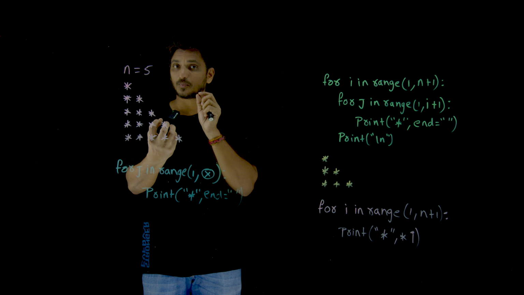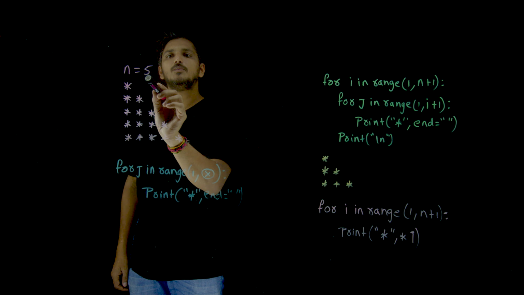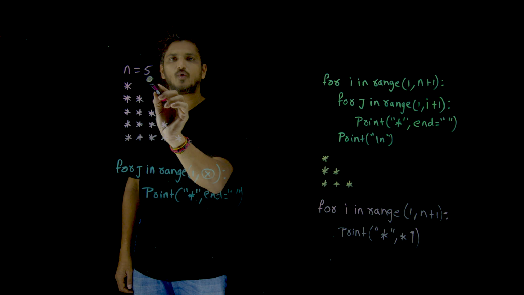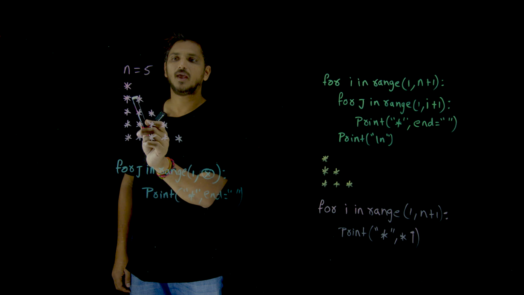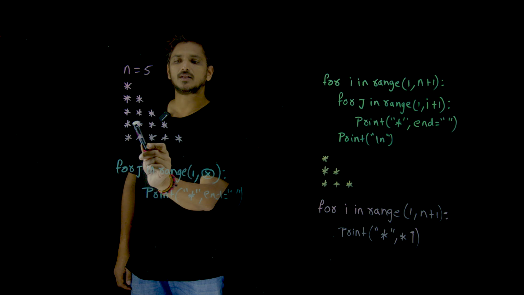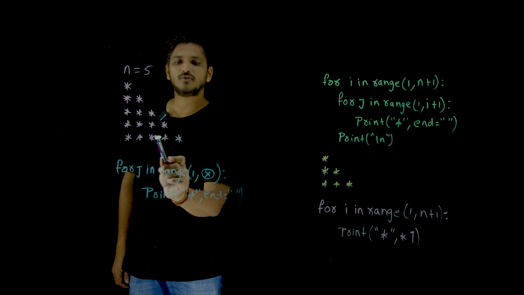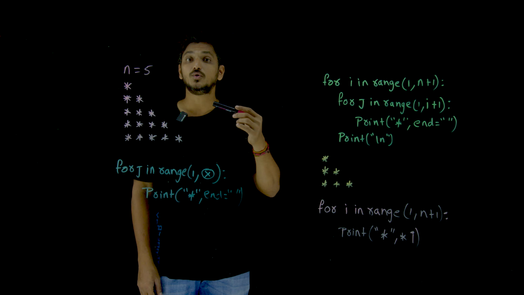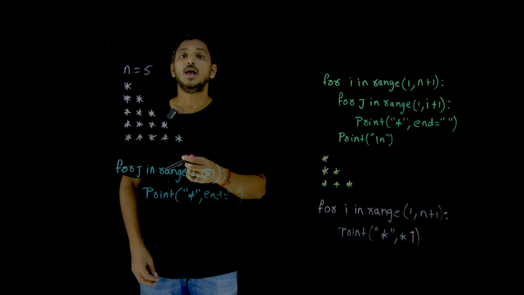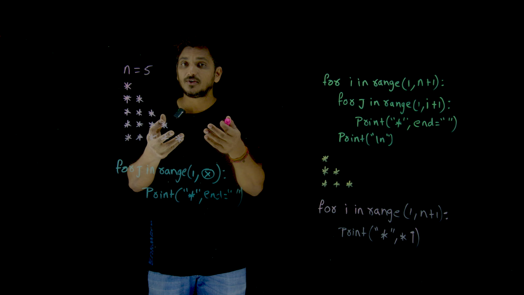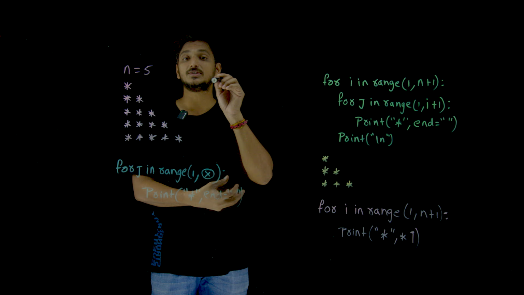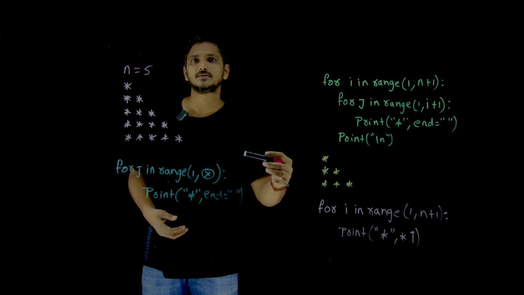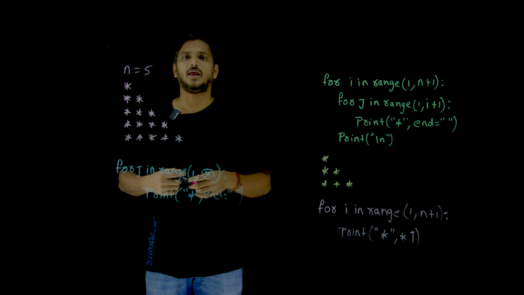In this question, you have to provide an input. If your input is 5, n is equal to 5, you need to display a pattern like this. In the first line, 1 star. In the second line, 2 stars. In the third line, 3 stars. In the fourth line, 4 stars. In the fifth line, 5 stars. This is what you need to display. Suppose n is equal to 6, you need to display 6 stars in the 6th line. If your input is 10, 10 stars in the 10th line. That is what you need to display.